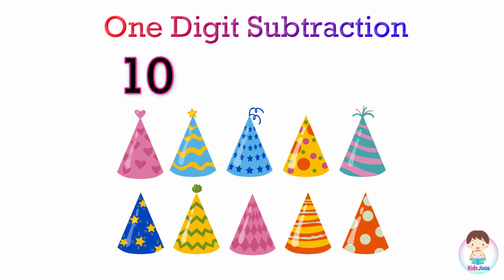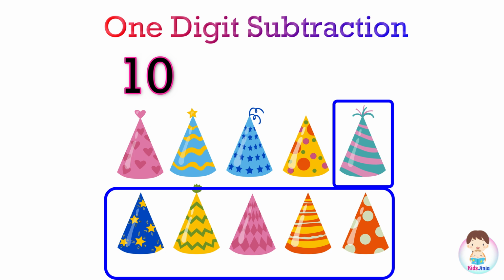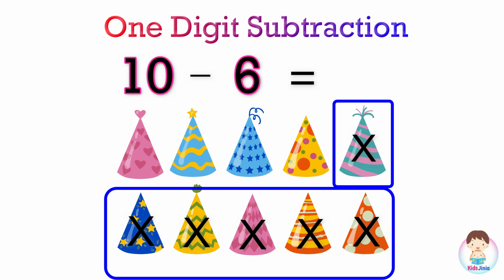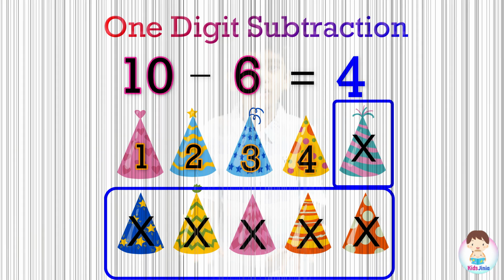I have invited 10 friends for my birthday party. I have bought 10 birthday hats for them. But out of 10, only 6 friends are able to attend the party. So I have given 6 hats to them. 1, 2, 3, 4, 5, 6. Now, how many hats are remaining with me? 10 minus 6 is equal to 1, 2, 3, 4. Yes, 4 hats are remaining with me. 10 minus 6 is equal to 4.